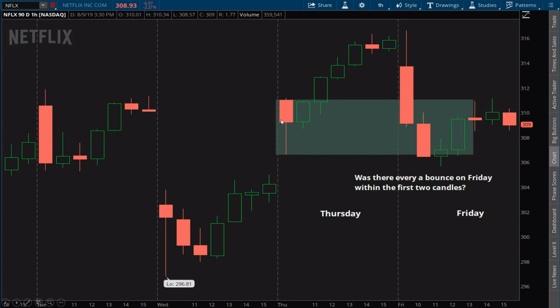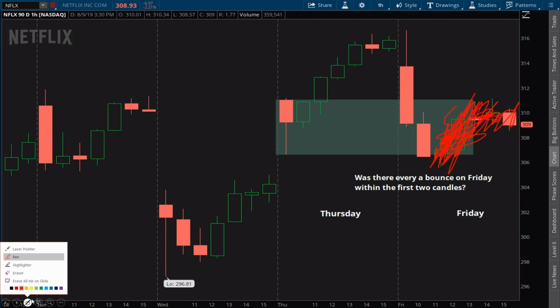So if we were to look at this 2-hour demand zone, let me just draw something here. If we were to look at the first two candles, we don't know what happens here, right? We don't know what's happening right here. Would this look like it's going to bounce within the first two candles? Was there ever a bounce on Friday within the first two candles? No. This would look terrible if you didn't know what happened afterward, right? This doesn't look like the stock's going to bounce. This looks like the stock's going to completely avoid the demand zone and fall even further down, right?